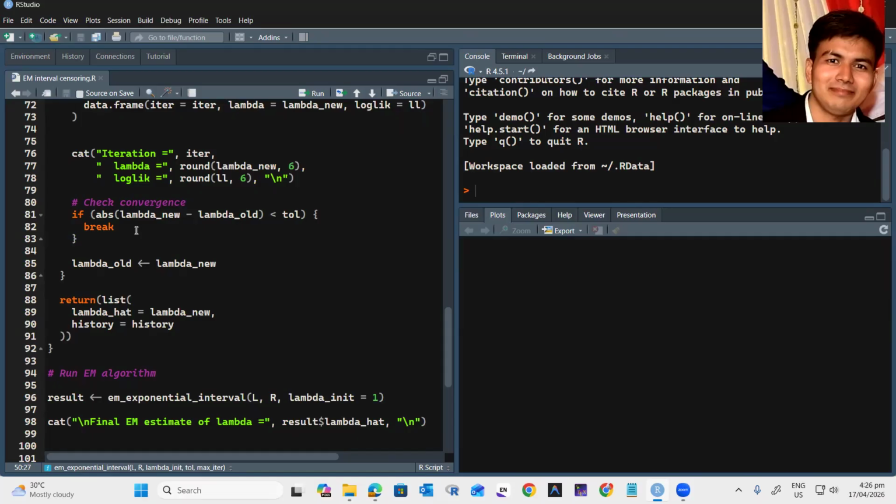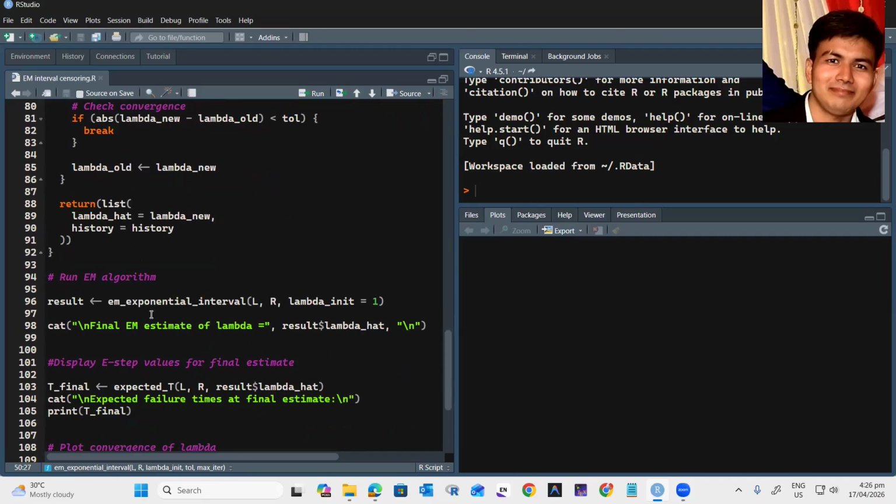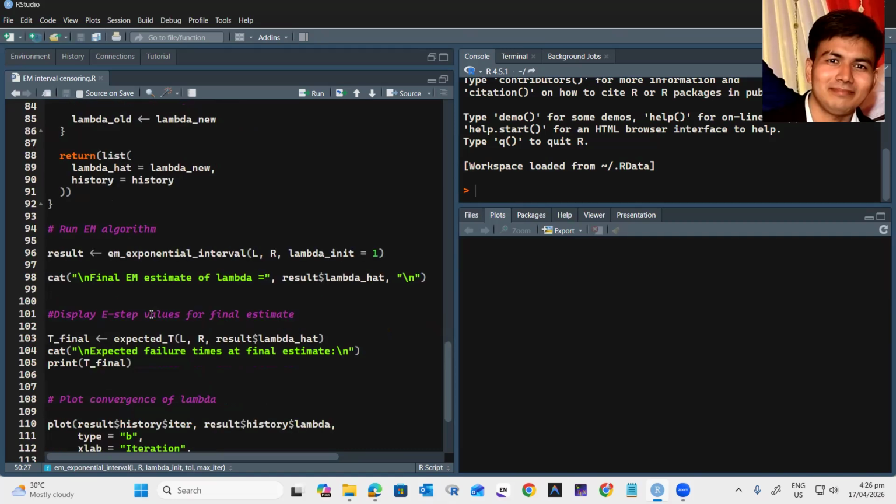Otherwise it should return lambda hat equals lambda new, and it should store in the history. All right. So it will give the absolute difference, and if the change is smaller than the tolerance limit, the loop should stop, break, exit from the for loop and update. After that, lambda hat equals lambda new here. All right, prepare for the next iteration.